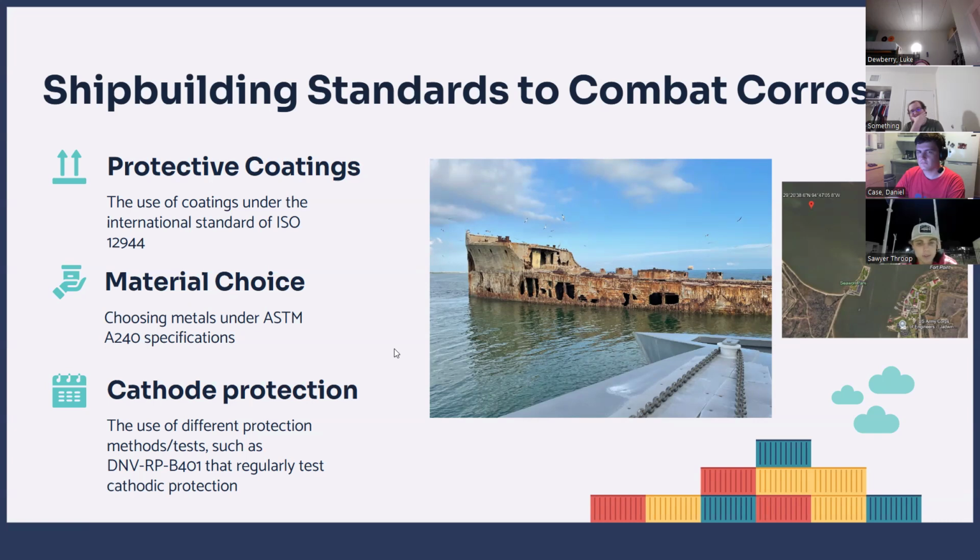Then we have material choices. So metals like steel and aluminum and weathered steels are very common on ships because they're strong and take a little longer to rust compared to others. Some other smaller boats use fiberglass, which doesn't really go through that process.